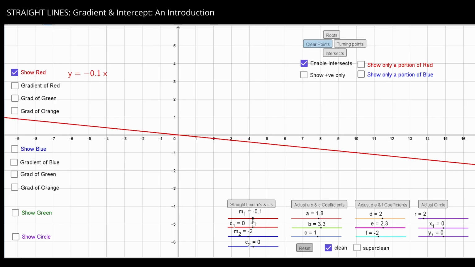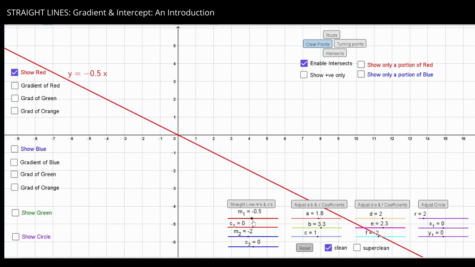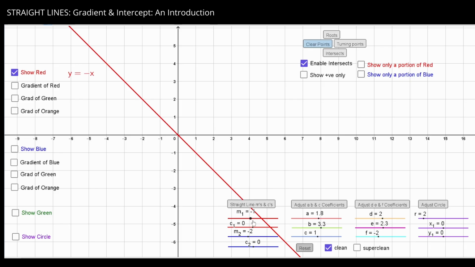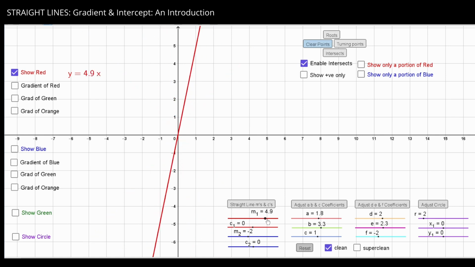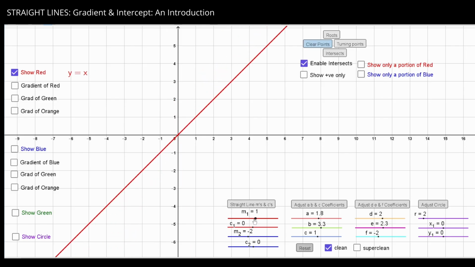And if we continue our journey round into deeper negative territory, the line will also respond accordingly. -1 puts it in a 45 degrees slope pointing downwards, and we can increase. There's -2, and all the way up to -10. So you can see we can really play windmills with the line by simply altering the gradient. But one thing I want you to notice is that it's always going through the origin, the point 0, 0. Let's pop it back to the gradient of 1.